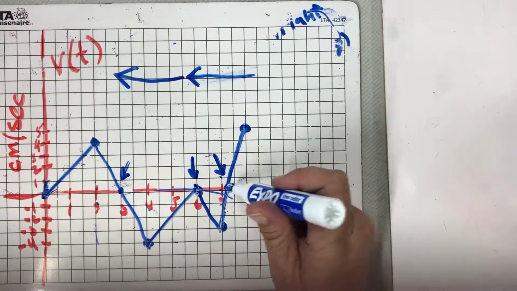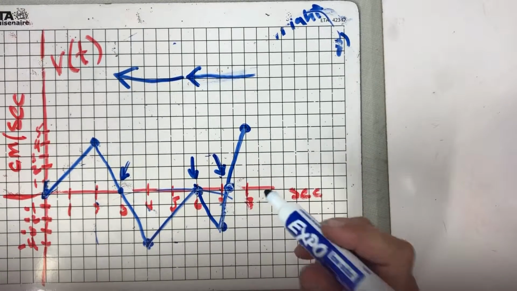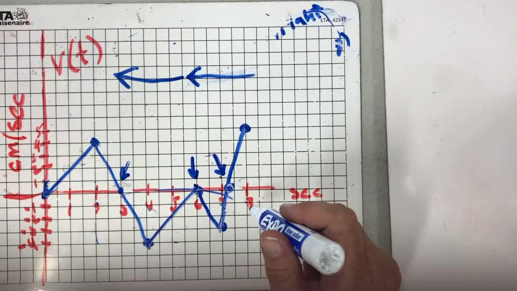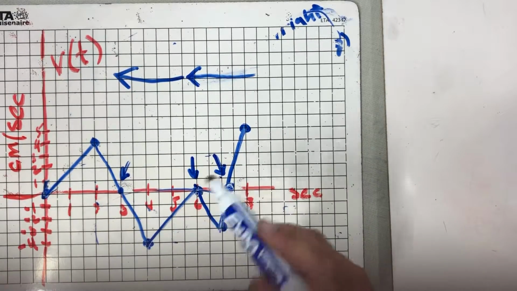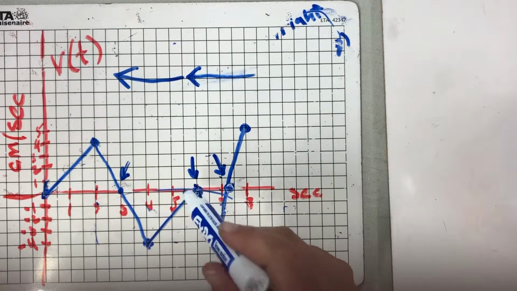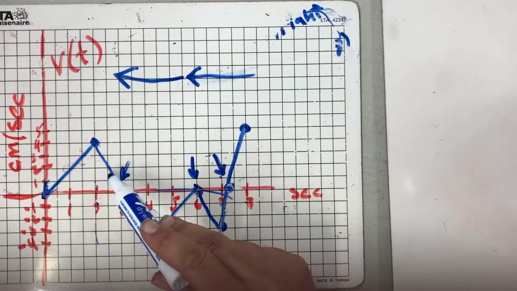So a particle switches directions when its velocity is 0 and when the velocity sign changes. So you have to have both things happening. You have to have a velocity of 0 and you have to have the sign changing.